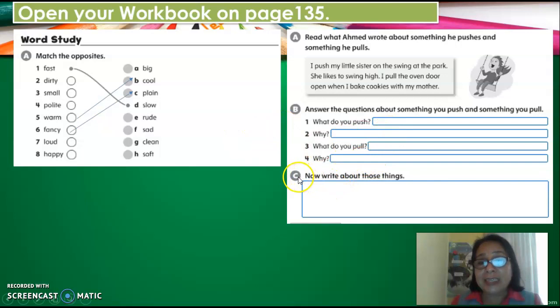Now in the exercise C, write about those things. The information that you wrote in these 4 questions will be copied right here in this space. You can write something similar to this, okay? Look at this example, have the ideas and write down your own ideas, okay? So, when you finish answering these pages, please check your answers in the ebook.